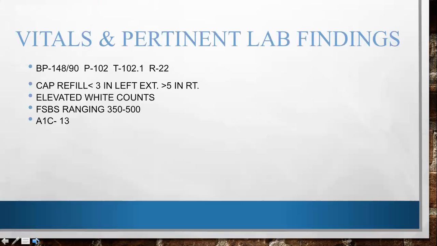Fasting blood glucoses have ranged 350 to 500, both prior to admission and since he's arrived. And in the last week or so, he's stayed high, even with his medication. What might be the cause of this, the pathophysiology? A1C is presently 13. I want you to find out what the normal number is and tell me why or if this impacts his healing and post-operative status.